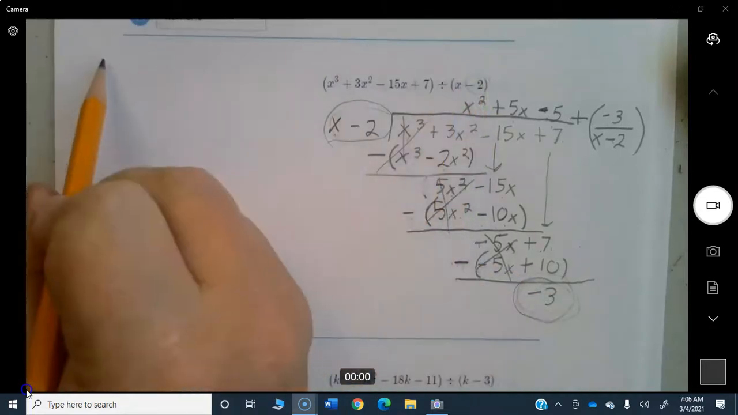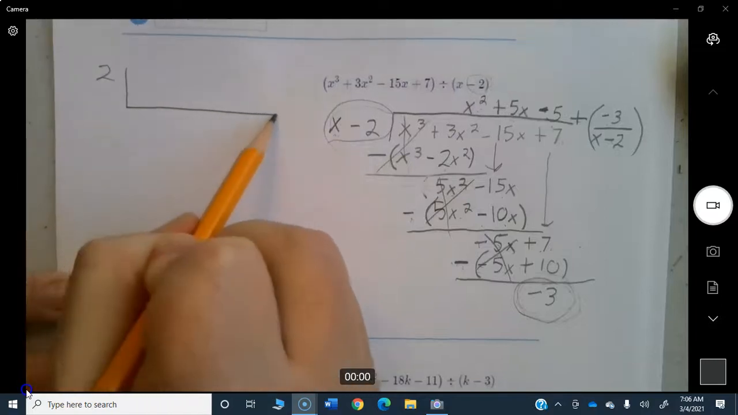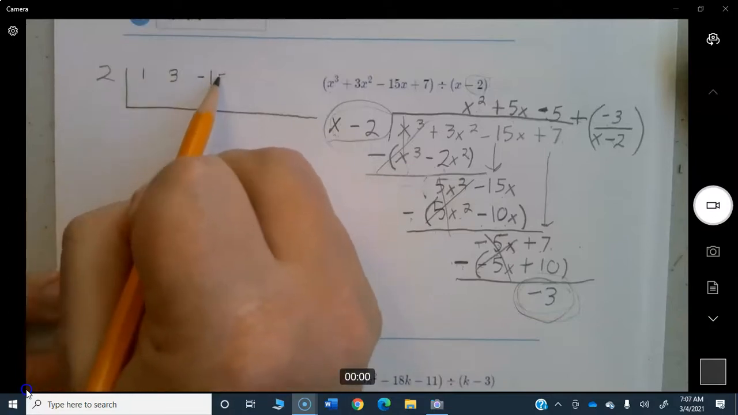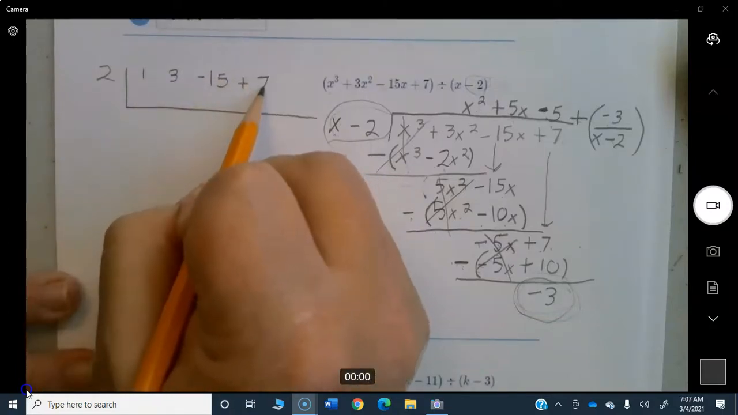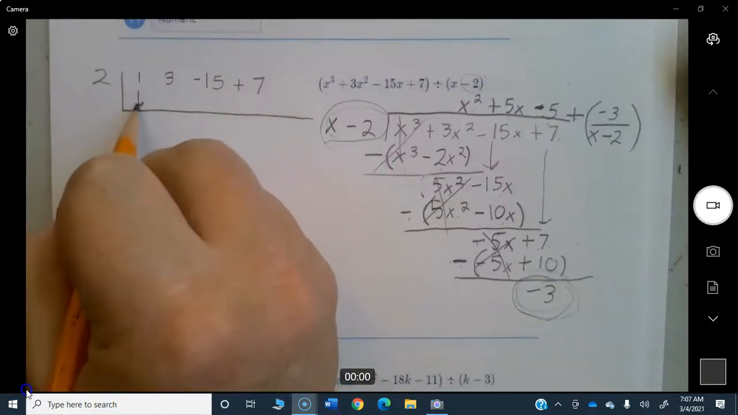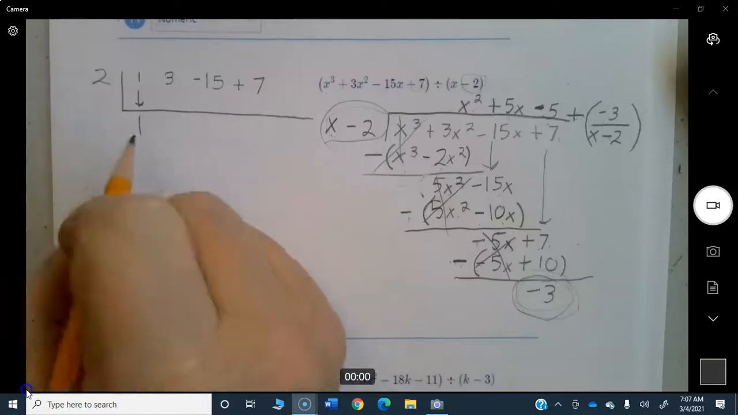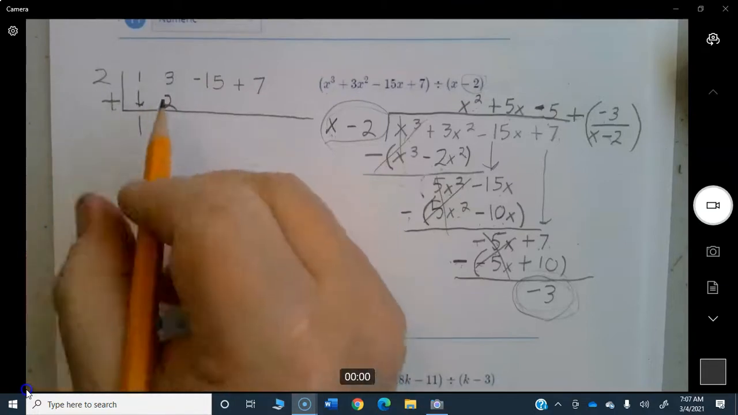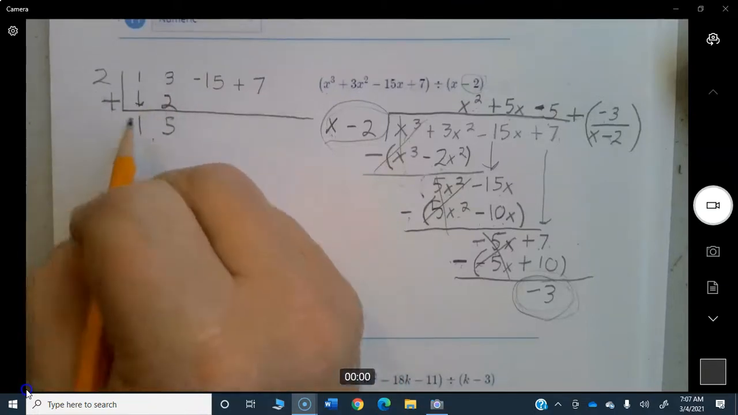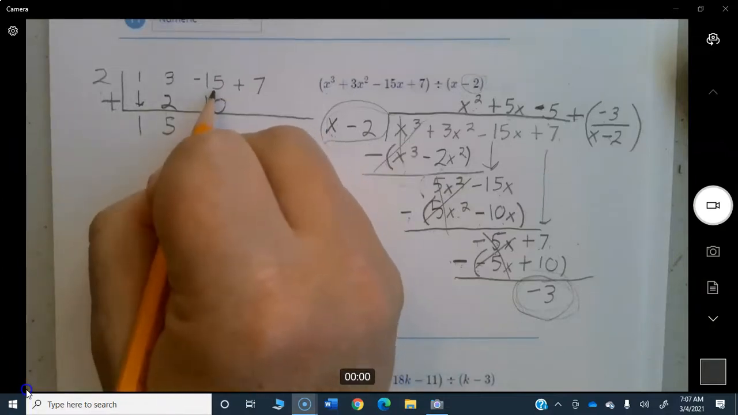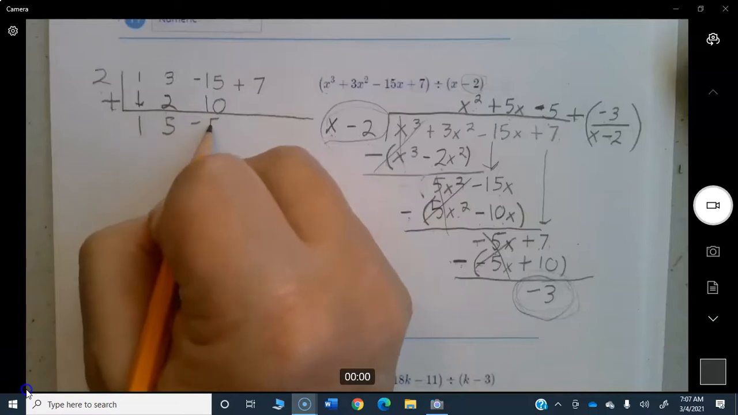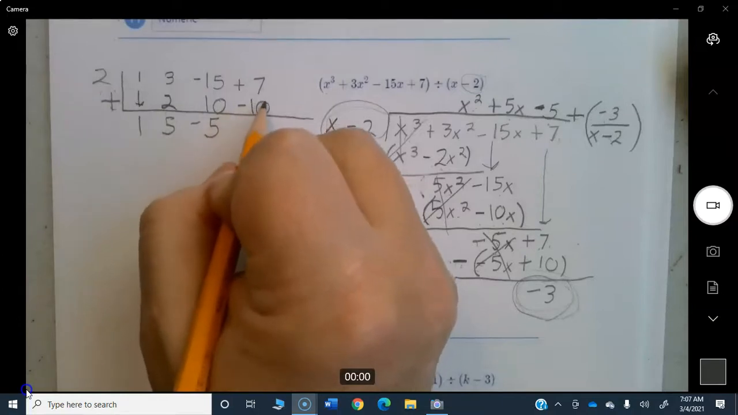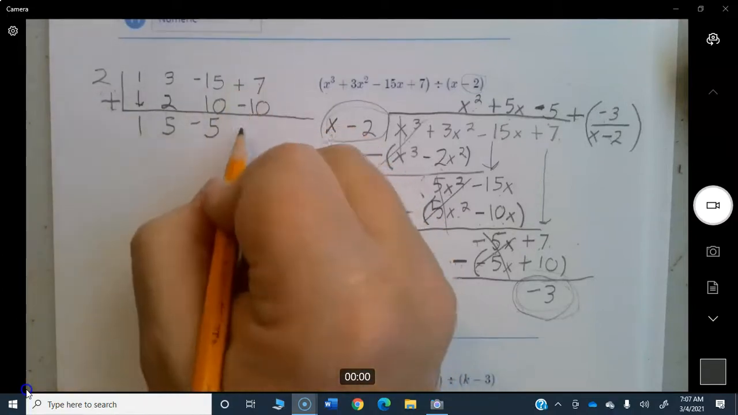All right, let's do synthetic division. So we have a -2 here. We're going to turn that into a +2. And write all the coefficients here. We're going to pull the first one down. You get a 1. 2 times 1 is 2. This is a plus sign. Put a big plus sign there. So 3 plus 2 is 5. 2 times 5 is 10. -15 plus 10 is -5. 2 times -5 is -10. And 7 plus -10, or 7 minus 10, is -3.